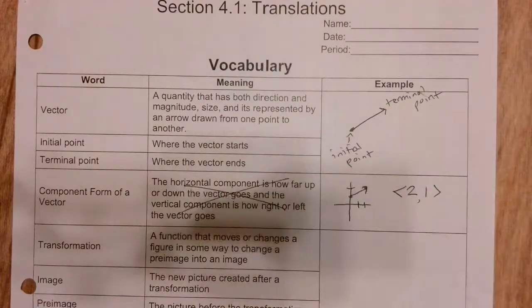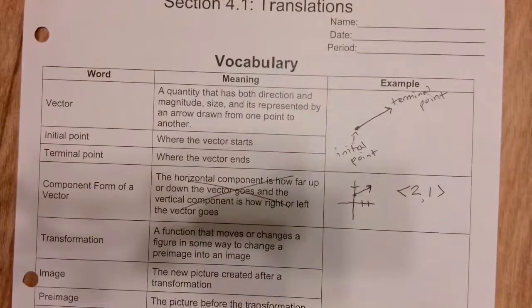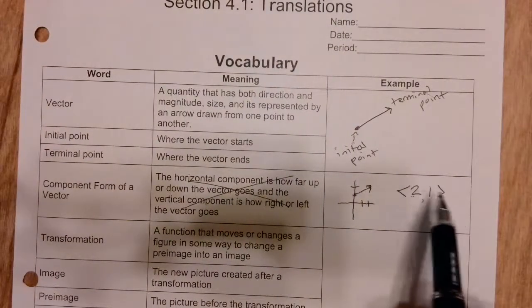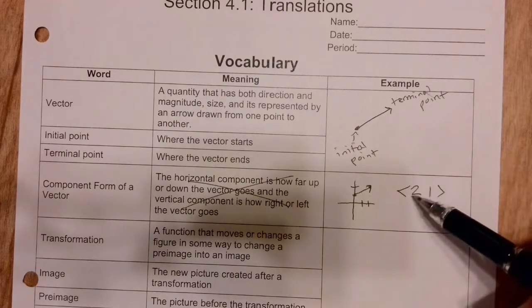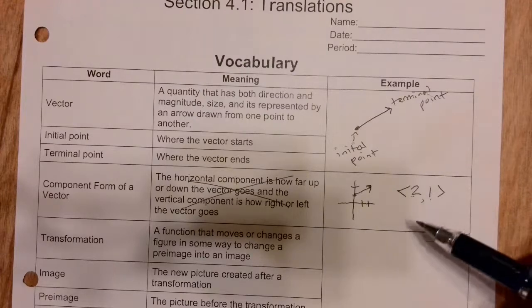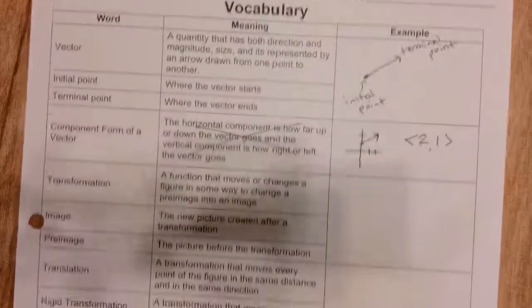This particular definition is backwards. The first value is the x value, the second value is the y. It's the change in the x and the change in the y. If one of these were negative, it would just mean it was going left or it was going down.